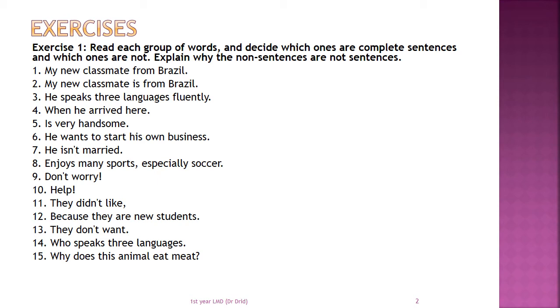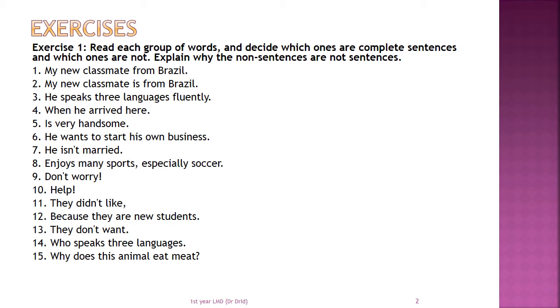4. When he arrived here. There is a subject, he, and a predicate, arrived here. Is the meaning complete? No, we feel that there is something missing. So this is not a sentence.